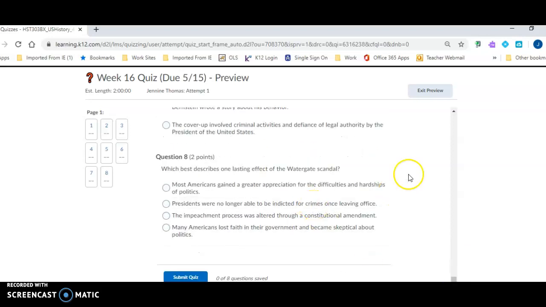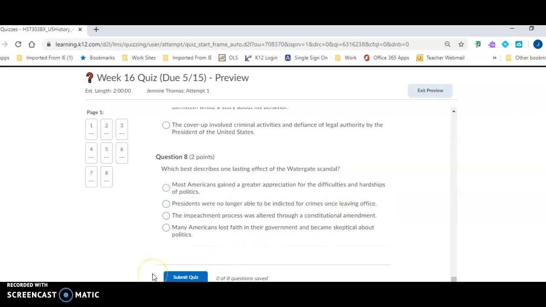Question 8. Which best describes one lasting effect of the Watergate scandal? Most Americans gained a greater appreciation of the difficulties and hardships of politics. Presidents were no longer able to be indicted for crimes once leaving office. The impeachment process was altered through a constitutional amendment. Many Americans lost faith in their government and became skeptical about politics.